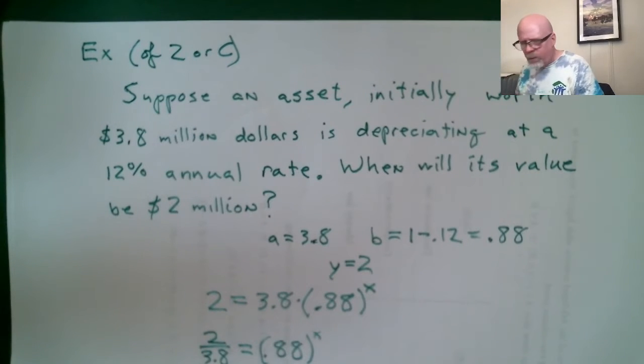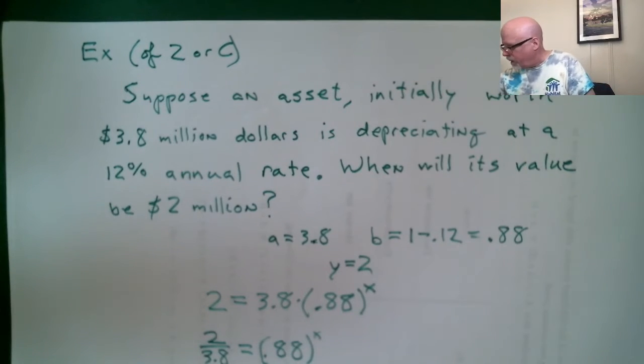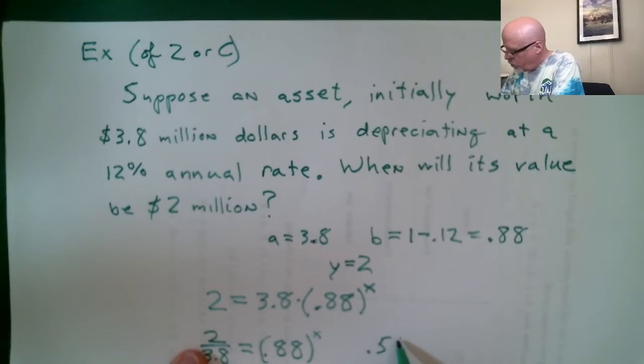It might help us to actually get a number for that. I'm not going to pop open GeoGebra. I'll just use my calculator here for a second to get that number. 2 divided by 3.8 is 0.5263. I'm going to keep that many decimal places. 0.5263 equals 0.88 raised to the x power.